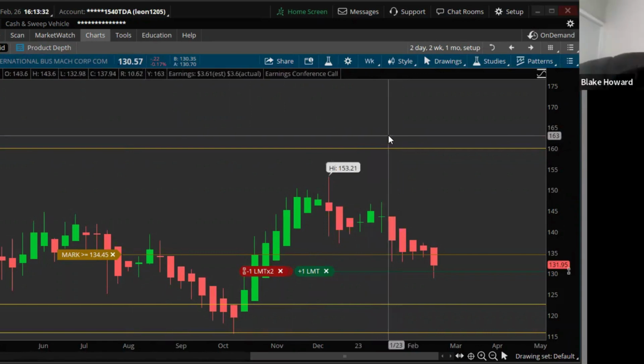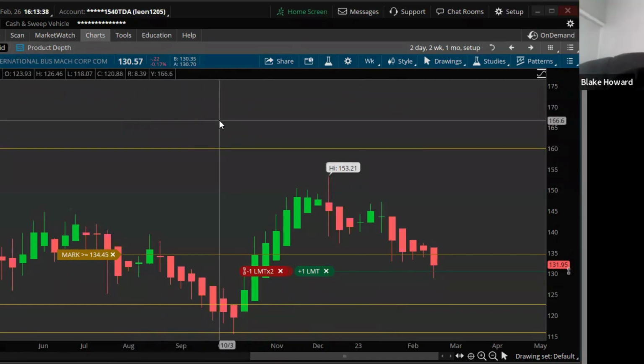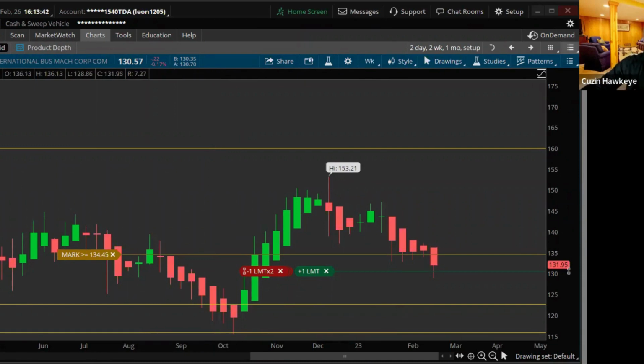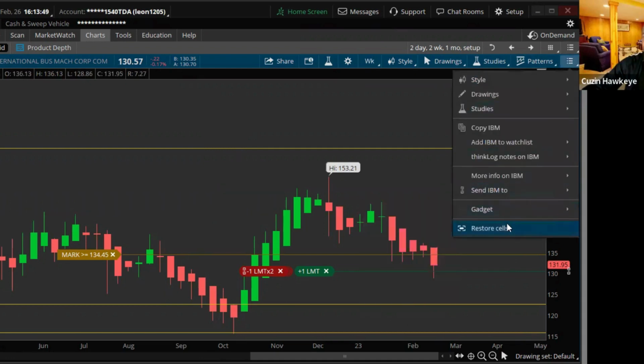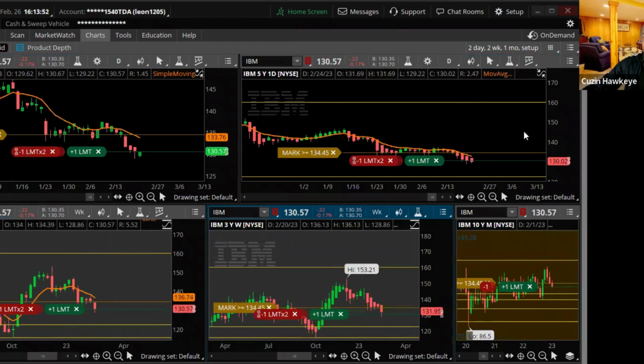Oh, you mean in the monitor? No, go up to chart. Actually, your chart for IBM on the weekly. Okay, I see what you're saying. And then even as I restore the cells, that ticket is going to be on all of them. You see?